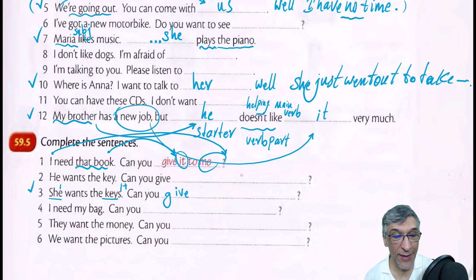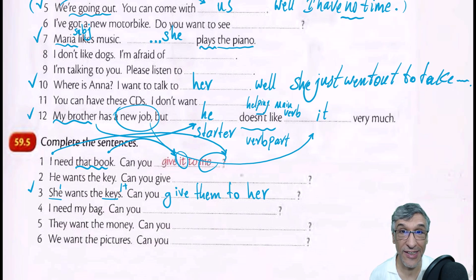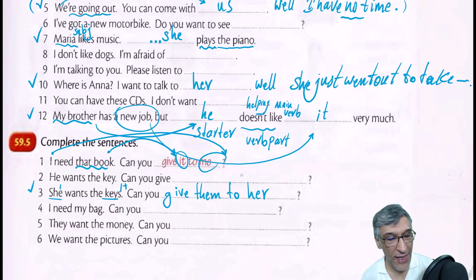Can you give them to her? Very simple. You can put it in your notebook too. They want the money. Can you give money to them or they to the money? Which of them? Can you give it? It is the matter of the money.